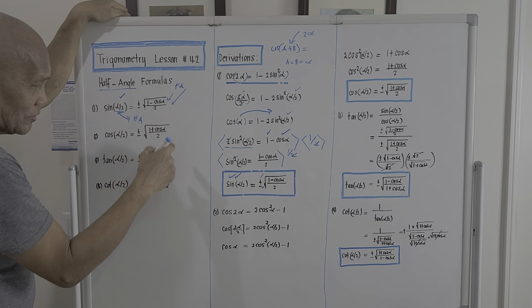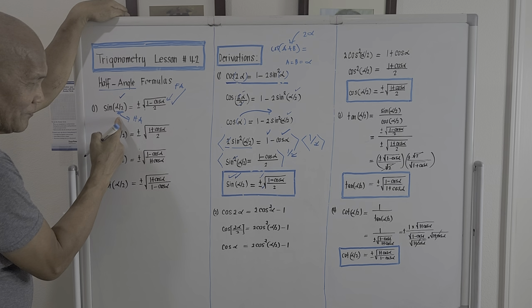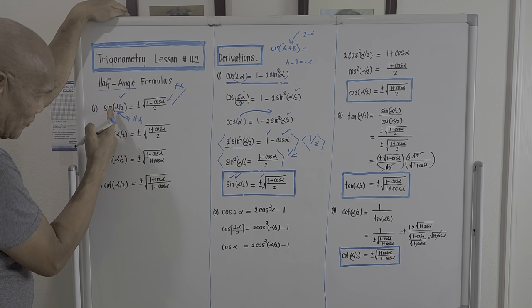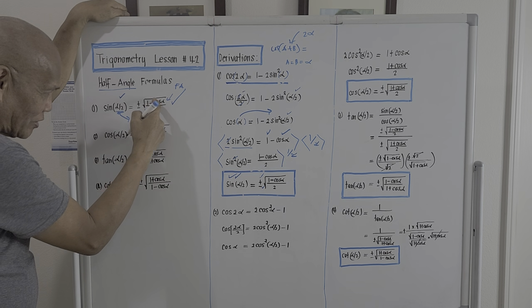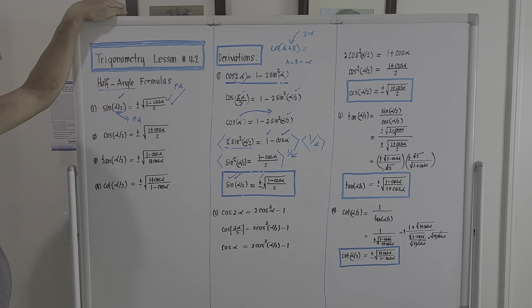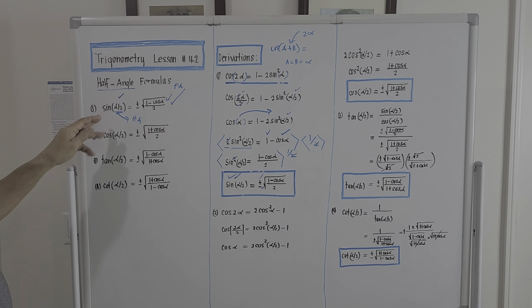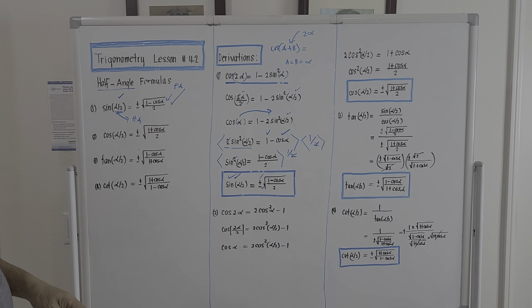But the title of the subject matter for tonight, this morning, is half angle. This is half angle. So in general, sine of the quantity alpha over 2 will be plus or minus the square root of 1 minus cosine of the full angle all over 2. Right? So the derivation of this one actually emanates from this.